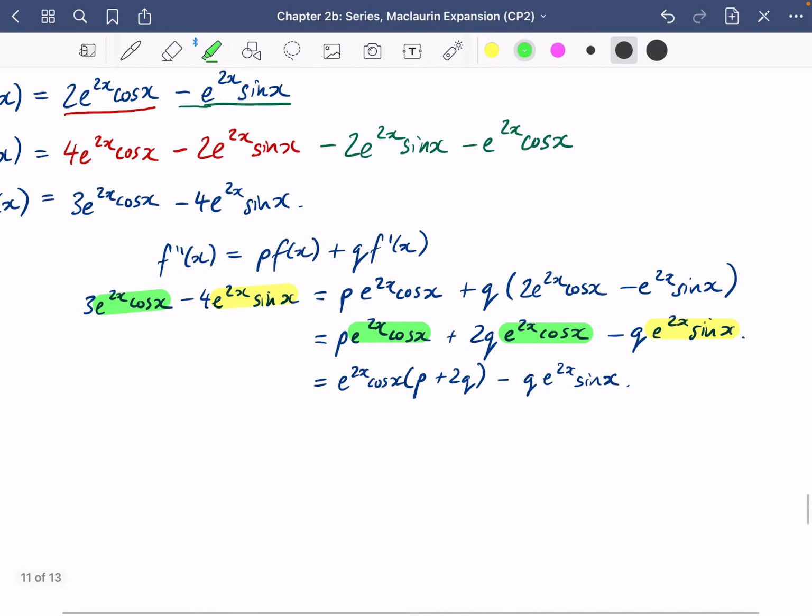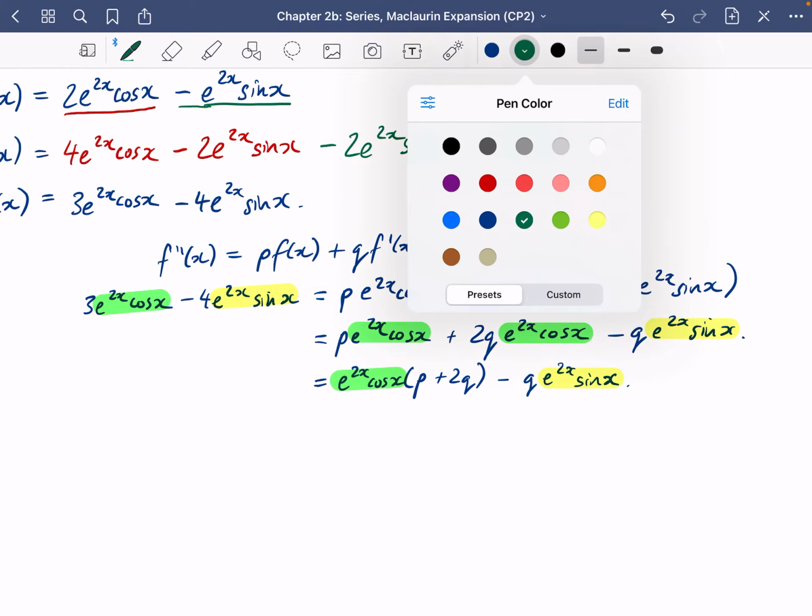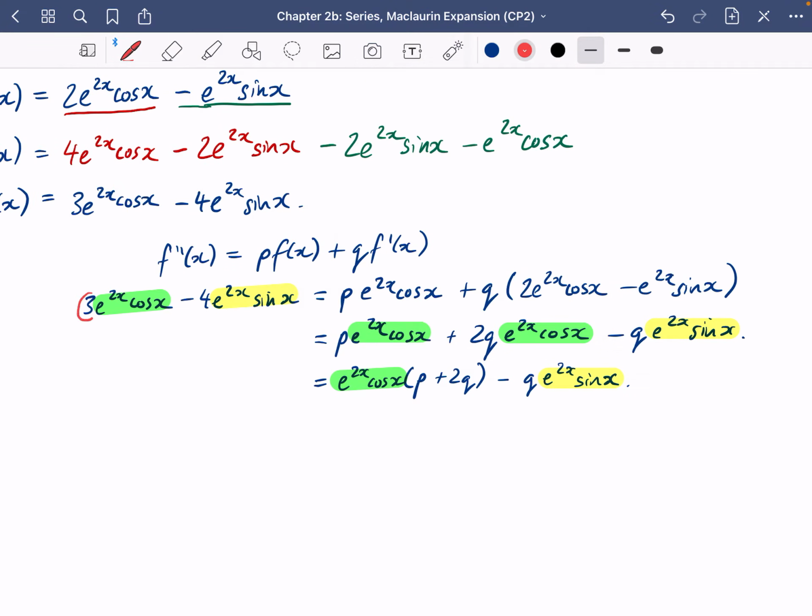So just highlighting those in the same color as before, by comparing coefficients, I can see that this 3 that goes with the e to the 2x cos x must be the same as this. So p plus 2q must be equal to 3. And then if I look at the separate part, and I'm going to go to an orangey color, I've got that this 4 must be the same as q, okay? Because they've both got a negative there.